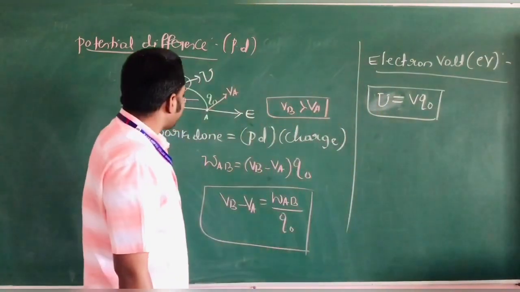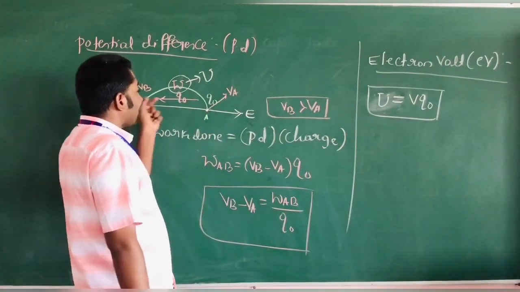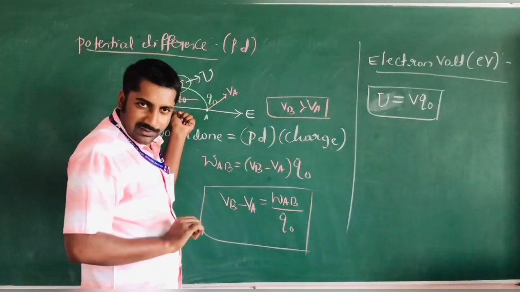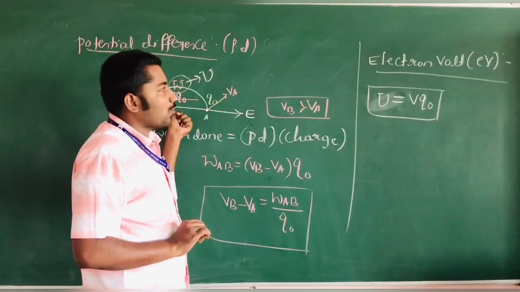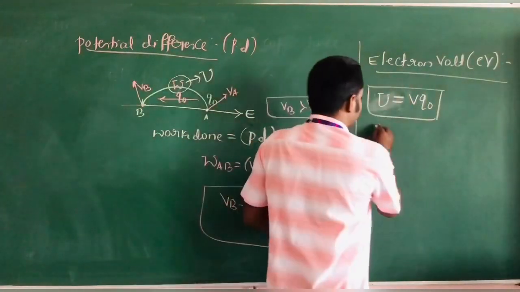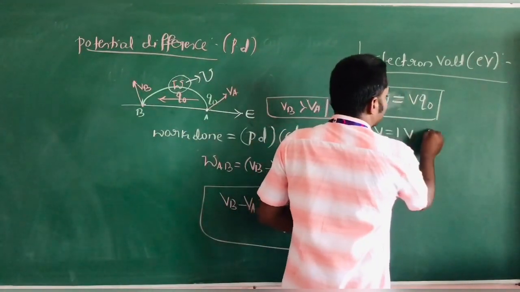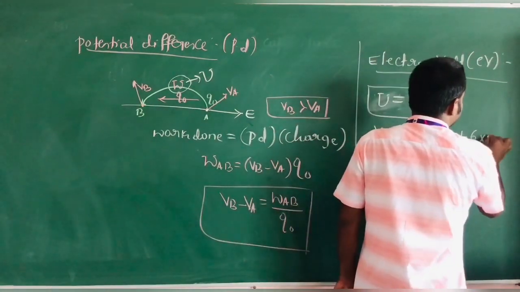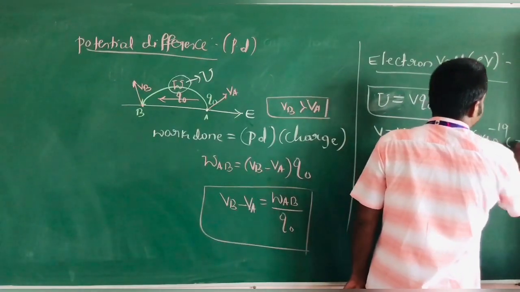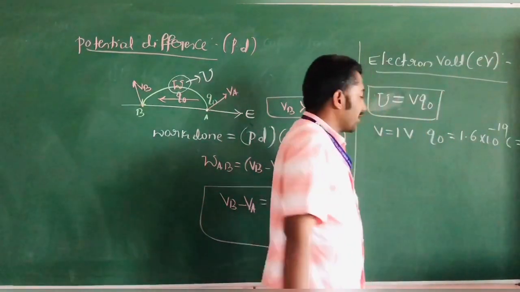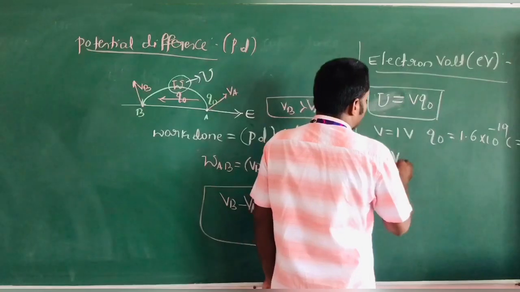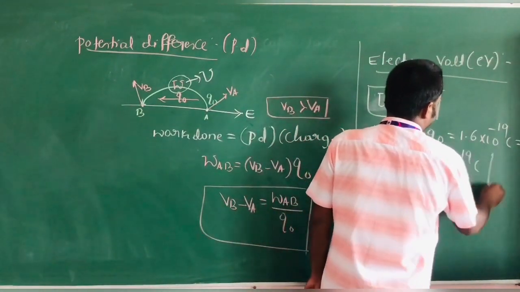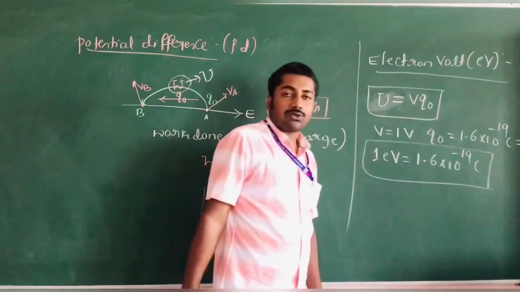When an electron moves from one point to another, it gains energy through a potential difference of 1 volt. In this case, V is equal to 1 volt and Q0 is equal to 1.6 into 10 to the power of minus 19 coulomb, which is the charge of the electron. Then the value of 1 electron volt is equal to 1.6 into 10 to the power of minus 19 joule. This is about the electron volt.